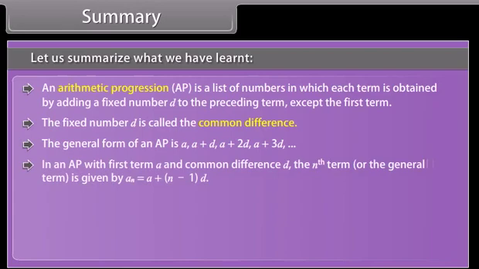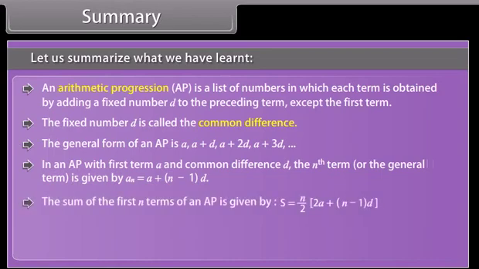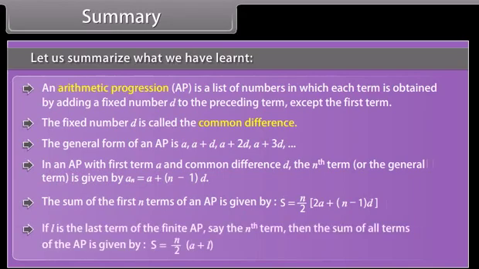In an AP with first term a and common difference d, the nth term, or the general term, is given by an is equal to a plus n minus 1 into d. The sum of the first n terms of an AP is given by S is equal to n upon 2 into 2a plus n minus 1 into d. If L is the last term of the finite AP, say the nth term, then the sum of all terms of the AP is given by S is equal to n upon 2 into a plus L.